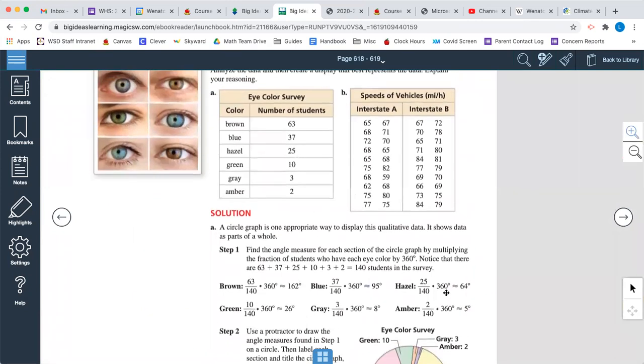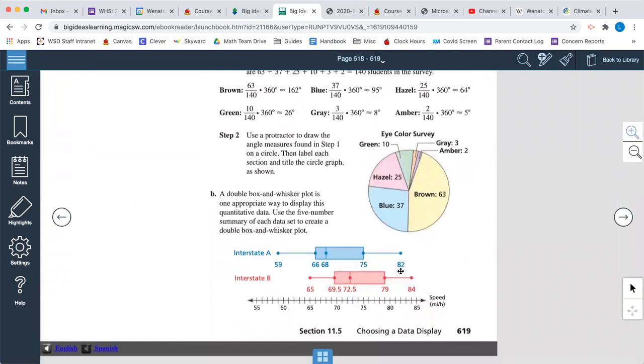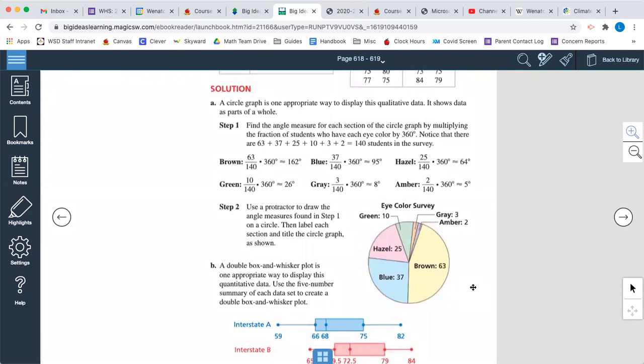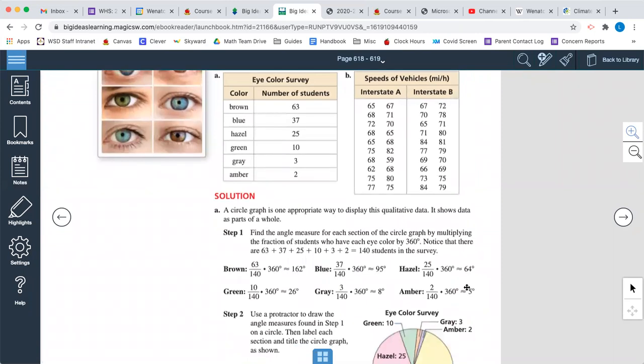Now, for our quantitative data on speeds, you saw down here that it suggested a double box and whisker plot, one on top of the other, one for interstate A and one for interstate B, all over the same number line. And that helps you compare the two sets of data, which is pretty nice. A box and whisker plot works great for this one. There are other options that you could use on something like this one, like a histogram would work fine.